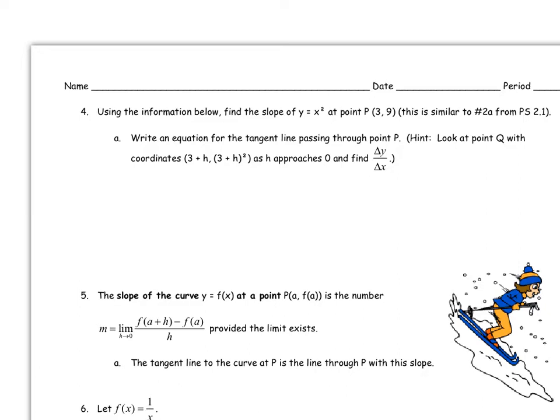So here we're just using 2 points, 3, 9, and then something slightly bigger than 3. Remember, our function here is x squared. So that's where the point 3, 9 comes from. And then 3 plus h is slightly bigger than 3. And then we plug 3 plus h into x squared and get 3 plus h squared.